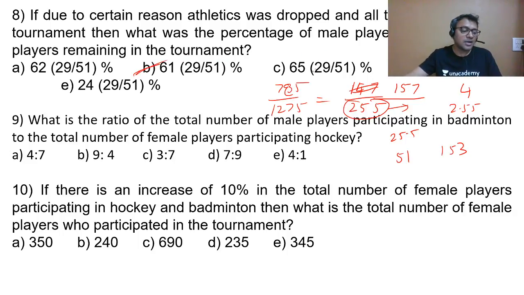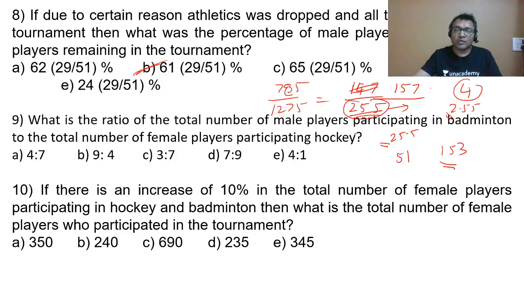I repeat again, the way to calculate could be 785 upon 1275, which you get as 157 upon 255. I first find 60 percentage. 10% of 255 is 25.5, 60% is 153. If I remove 153, what is left is 4. Now 1% is 2.55, so I know it's between 1% and 2%. So from that I can make out the answer is B option.